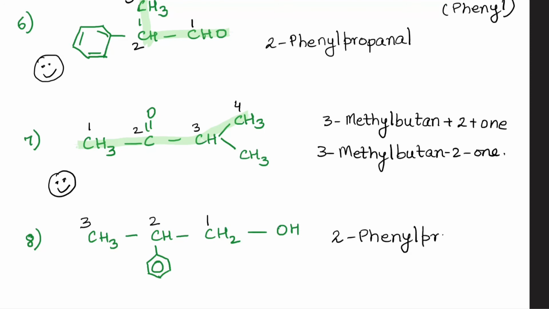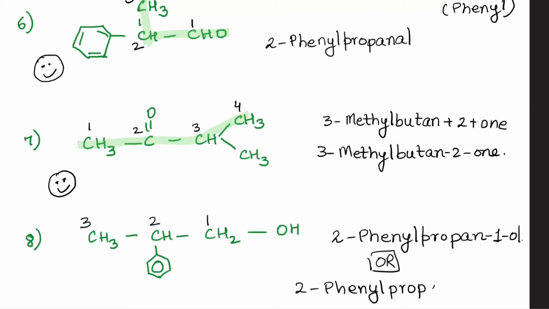My word root is prop. It is saturated, so ane. At the first position, I have the OH group, so ol. So this compound becomes 2-phenyl propan-1-ol. Or if you have written your answer as 2-phenyl propanol, even that is correct because position number 1 is usually not mentioned.